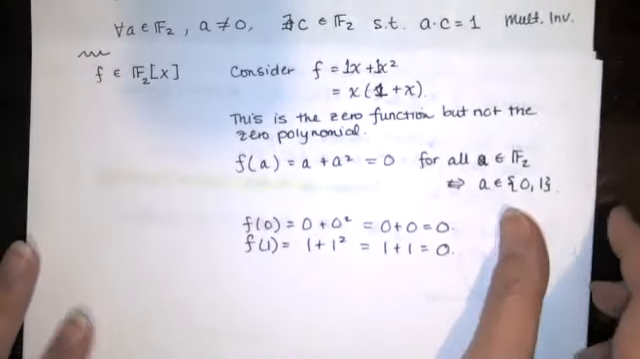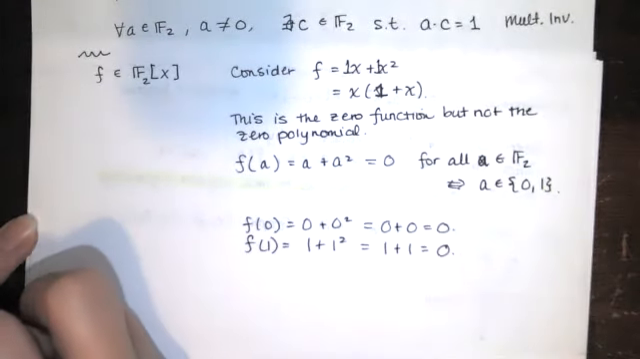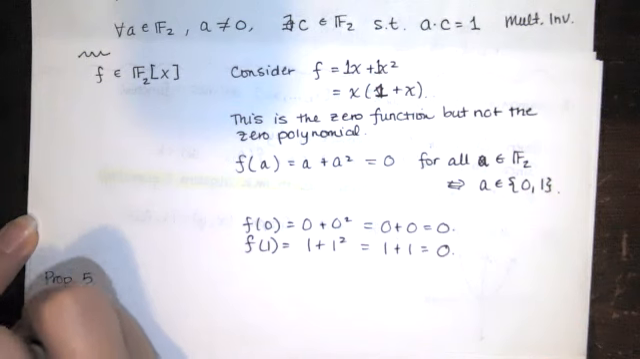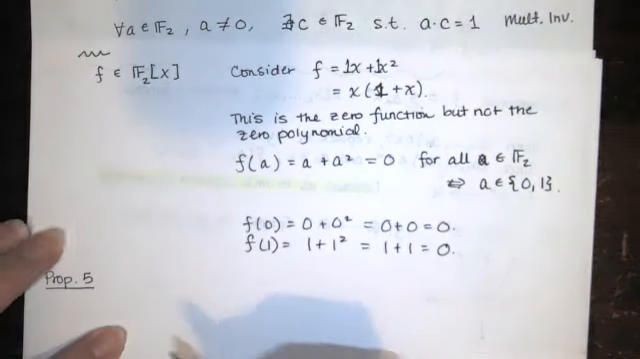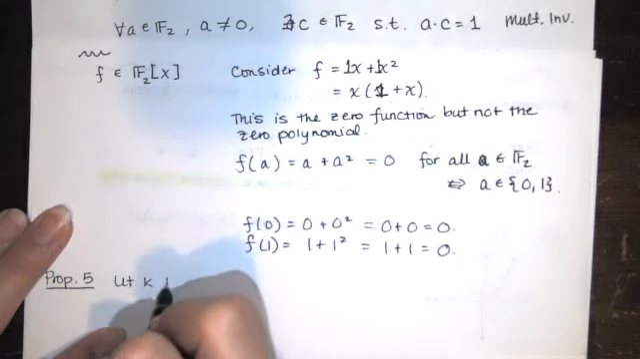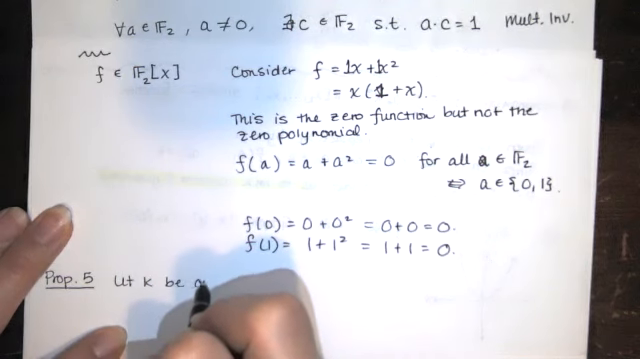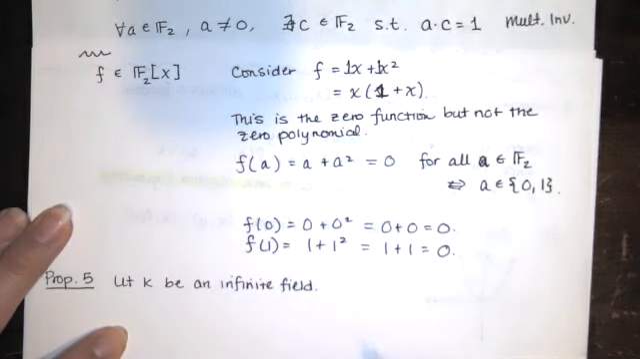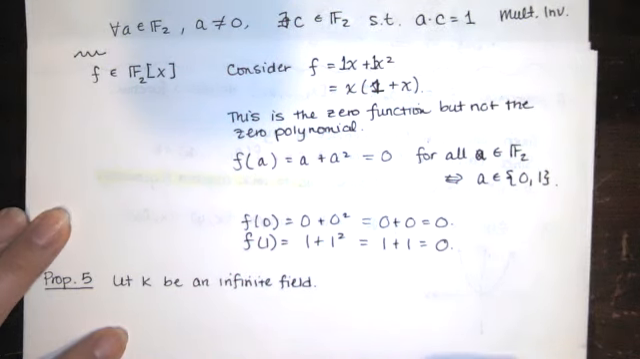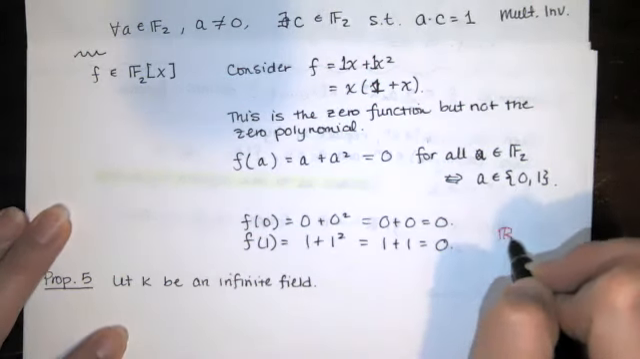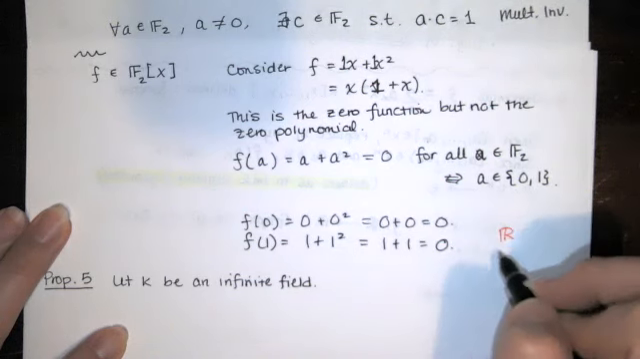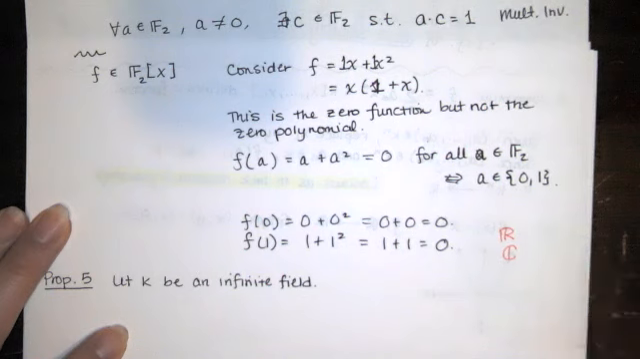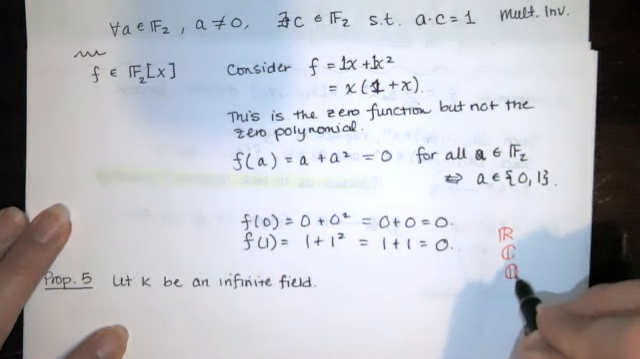Okay, so let's look at that first proposition. Or I guess it's not the first proposition, it's proposition 5 in the book that we're outlining. And it says, let K be an infinite field. And all that means is that if you were to look at the set K, it has infinitely many values in it. So examples of infinite fields include the real numbers. That's a field that has infinitely many values in it. The complex numbers, also a field with infinitely many values.